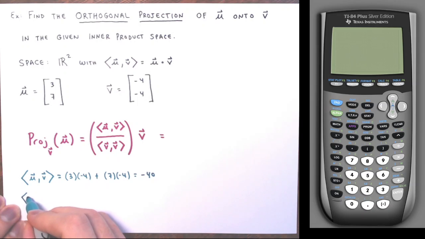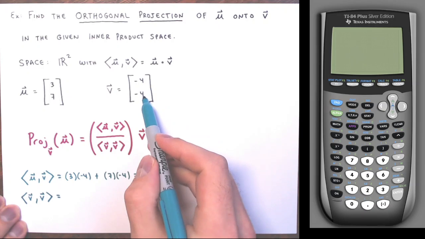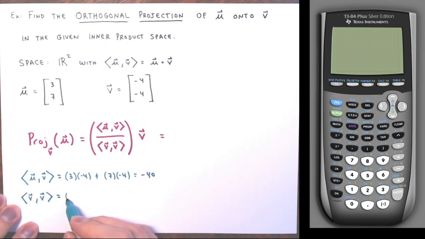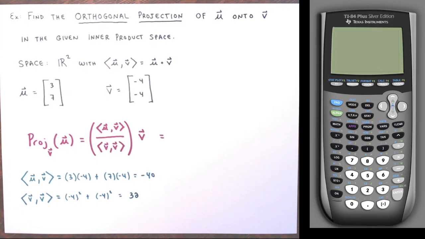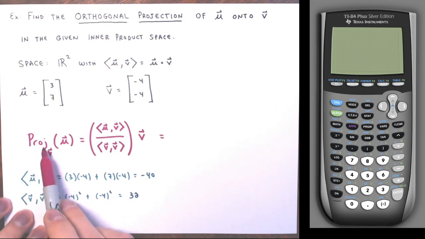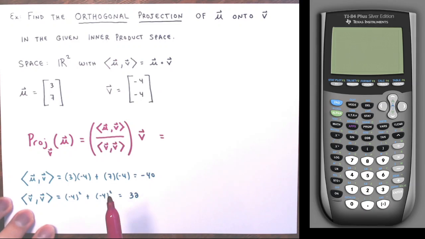And then what's the inner product of V with itself? So (-4, -4) with (-4, -4). That'd be (-4) squared plus (-4) squared, right? -4 times -4 plus -4 times -4. That's 16 plus 16. That's 32. So the projection of this vector onto this vector, or the line with this vector, the span of this vector, is -40 divided by 32.